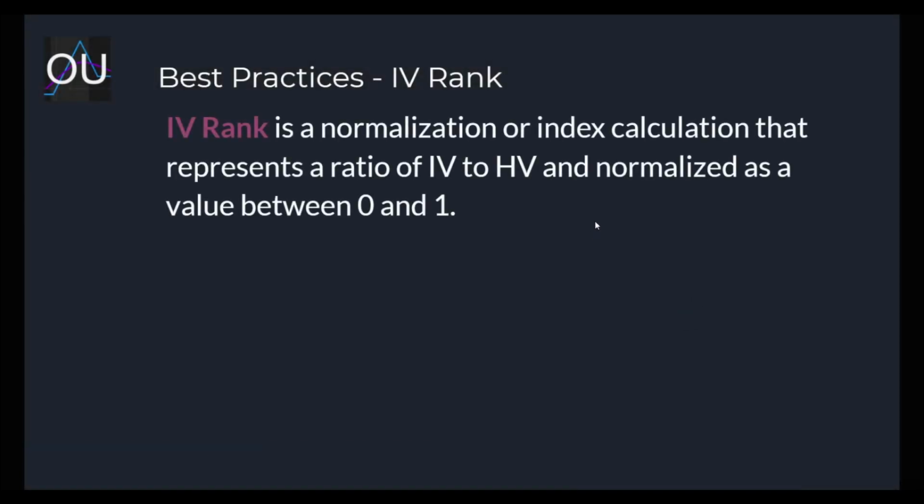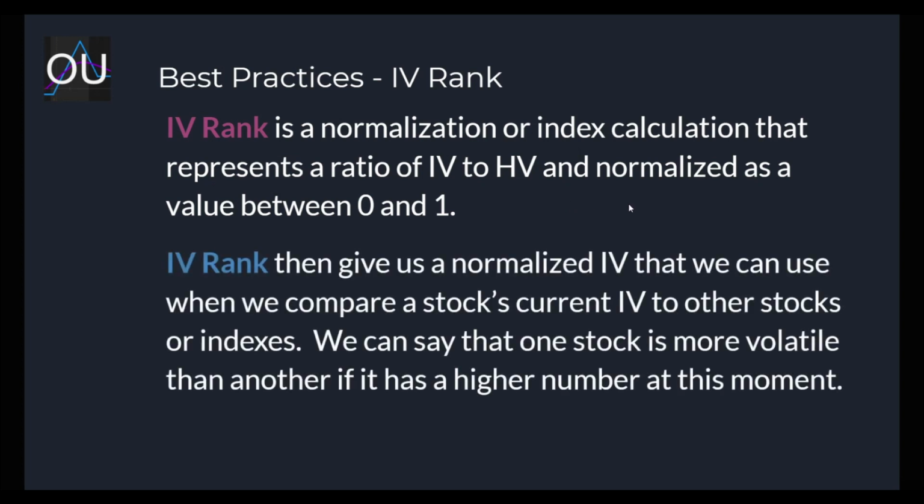Historical volatility is the actual historical measure of the underlying over time, usually about a year. So IV rank, and how does that compare? Well, IV rank is essentially just a normalization or an index calculation that represents a ratio of implied volatility to historical volatility and normalizes a value between 0 and 1. IV rank then just gives us a normalized IV that we can use when we compare a stock's current IV to other stocks or indexes.